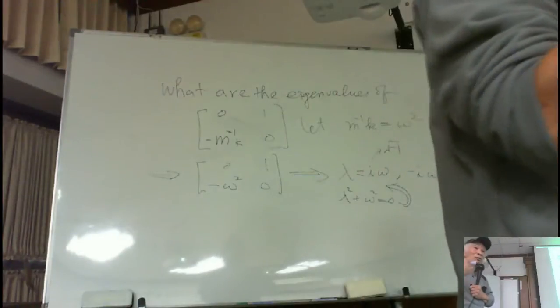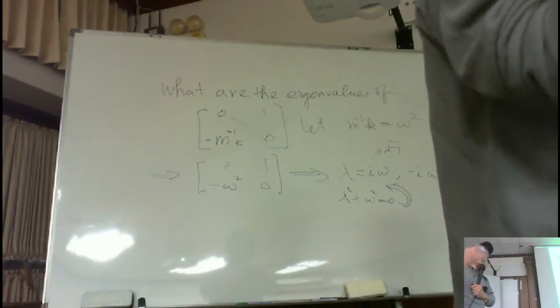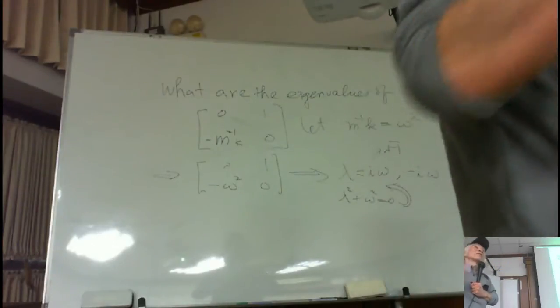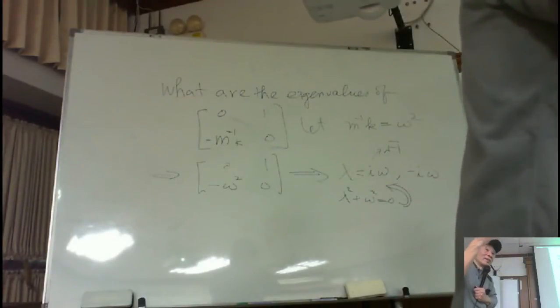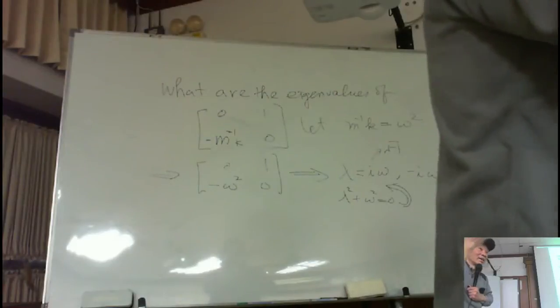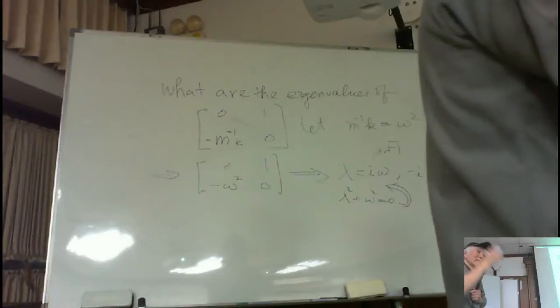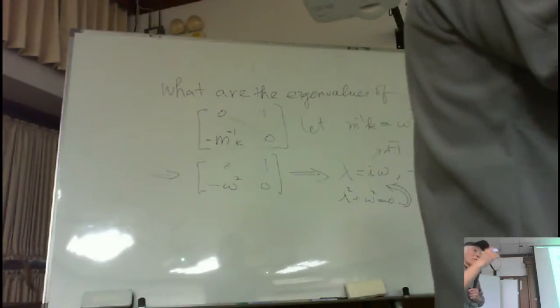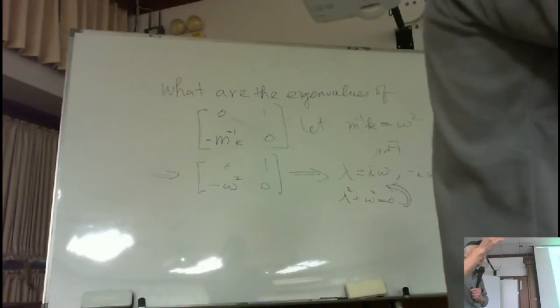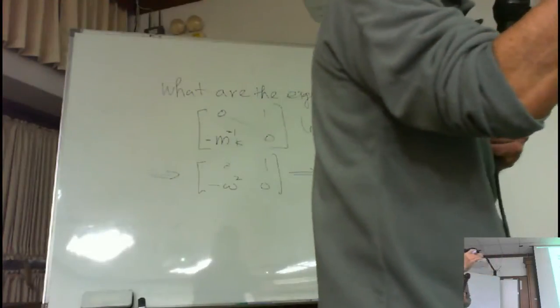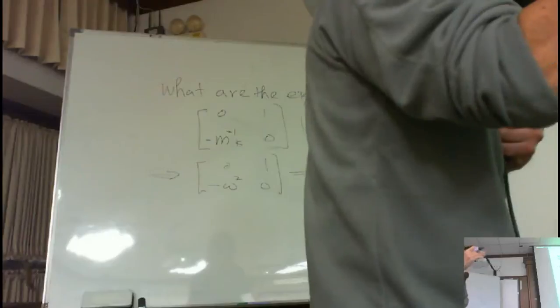But in the real world we know that if we have a spring there, our frequency is omega. If this spring is oscillating, it oscillates with the omega frequency. So omega means frequency.